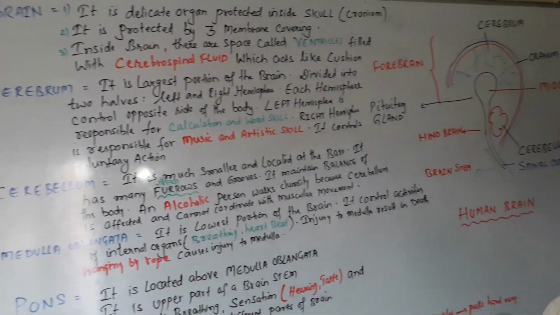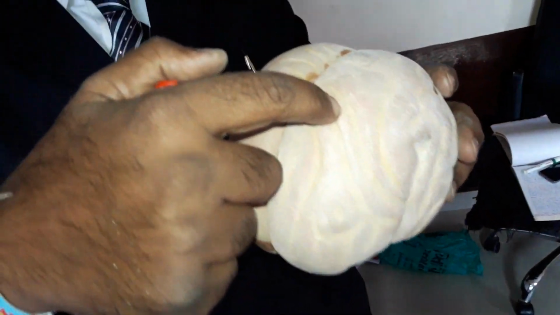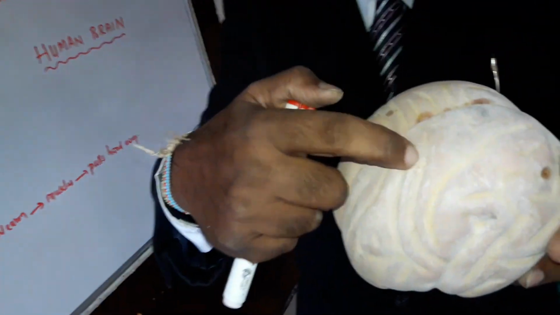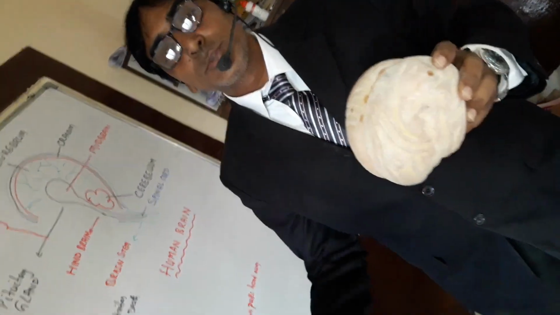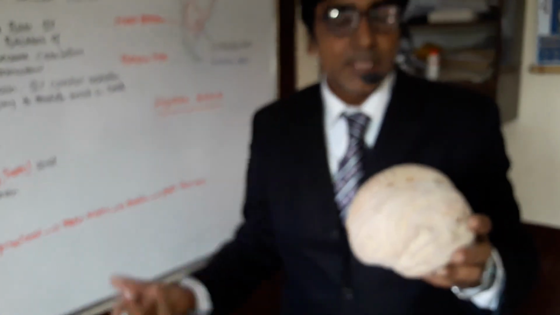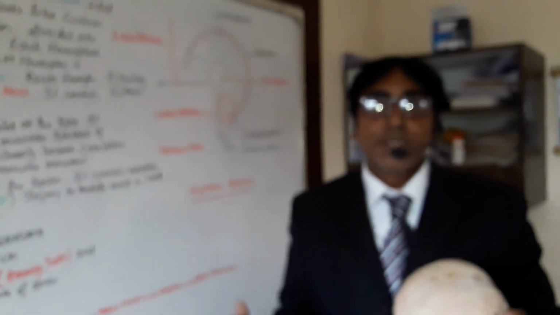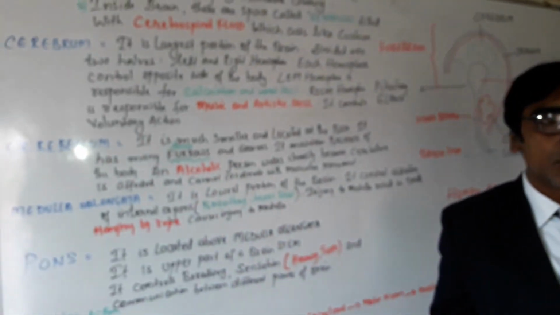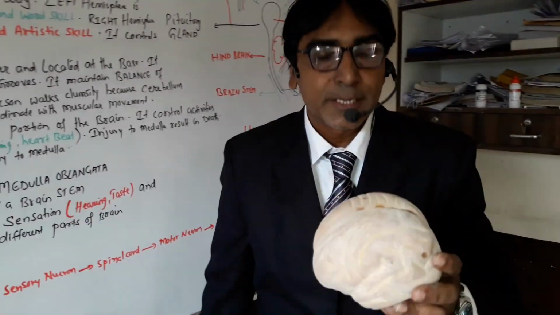Next, this left hemisphere, what is it responsible for? You can see this is the left hemisphere. It is responsible for calculation and word skills. Now calculation, for example, students doing maths. All the calculations done in maths are controlled by the left hemisphere. Different word skills in English are also controlled by the left hemisphere itself.